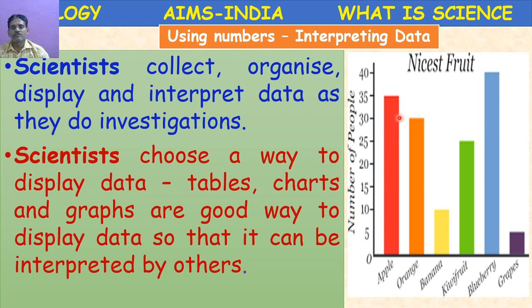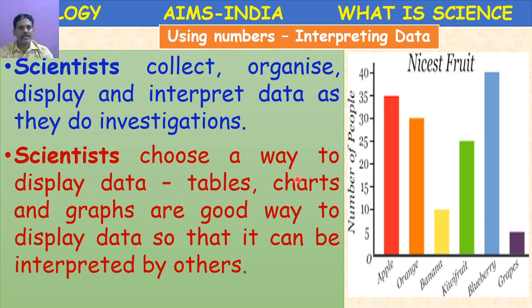Here some 35 people say that apple is the nicest fruit, but 40 people say that blueberry is the nicest food. The same thing you can also represent in the form of a pie chart, taking one circle and dividing it into different parts. So 35 parts you can label as apple, and 30% you can label as orange, like that. Scientists follow this method.